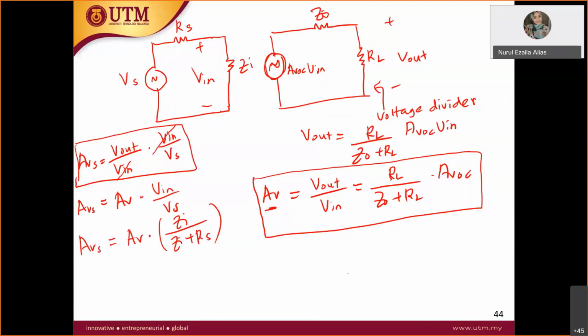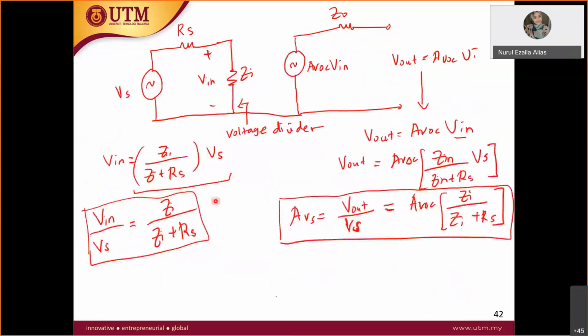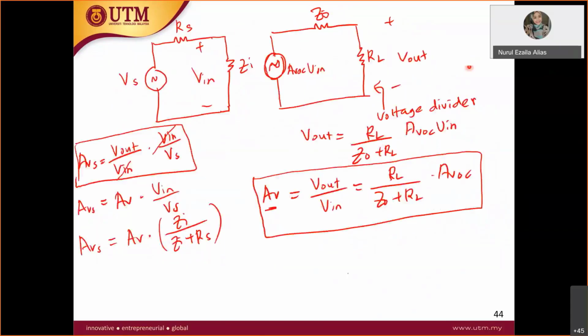There are many solutions you can use to get your AVS. Either you find AV first, and then you rearrange the input equation until you get V in over VS, or you can find it straight away like this. This is for the case when there is no RL. When there is no RL, you can straight away use this kind of derivation. But when RL is involved, it will be different, which means you have to apply the voltage divider at both input and output in getting your AVS.